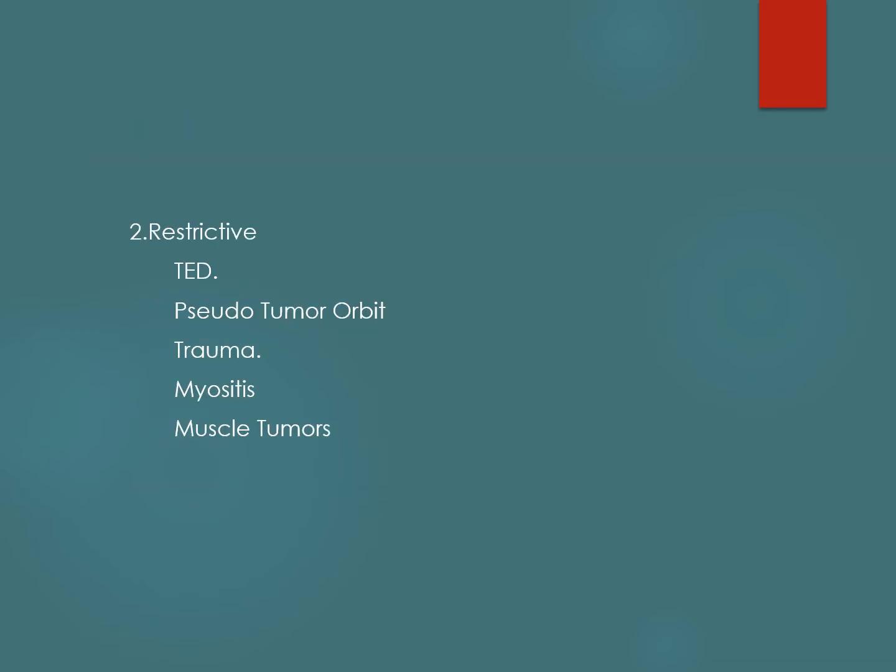Number two, restrictive causes of paralytic squint. These include thyroid eye disease, pseudotumor orbit, orbital trauma, orbital myositis, and muscle tumors like rhabdomyosarcoma.